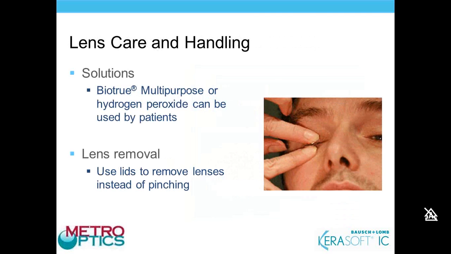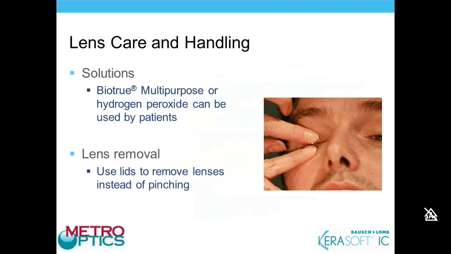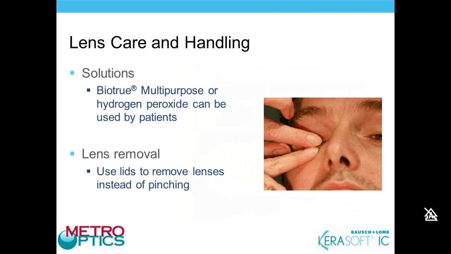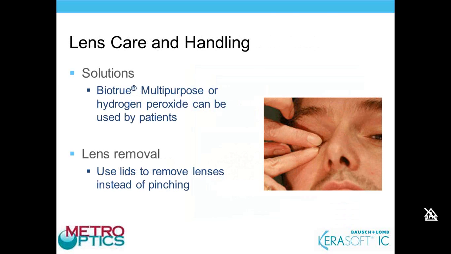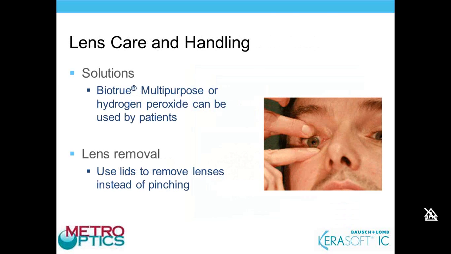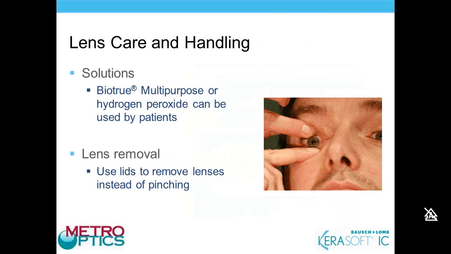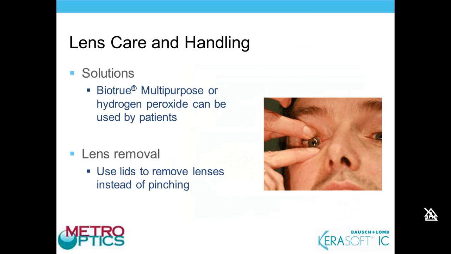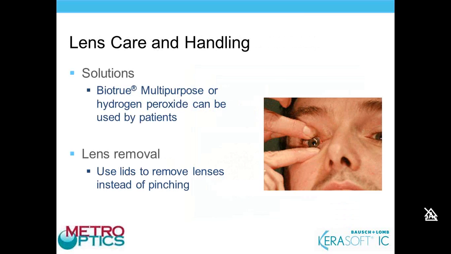When it comes to lens care and handling, for solutions you can use BioTrue or any of the hydrogen peroxide systems like ProxyClear for this lens. It's compatible. With lens removal, though, it's a little tricky. This lens can be very slippery, so it might be a little hard to remove when you're first getting used to this lens, and that's why I'm showing this video of this 6 and 12 technique, like how you would take a corneal GP lens out.